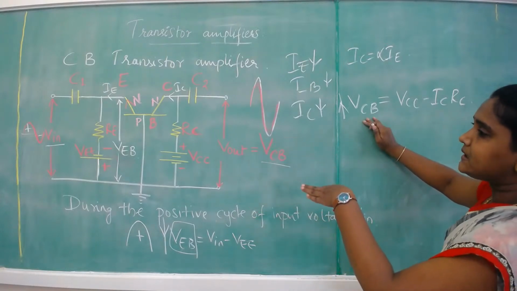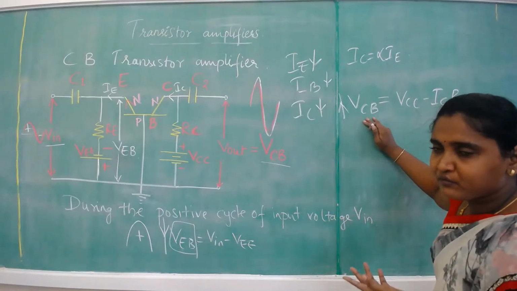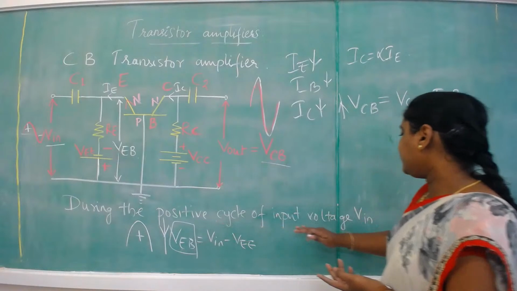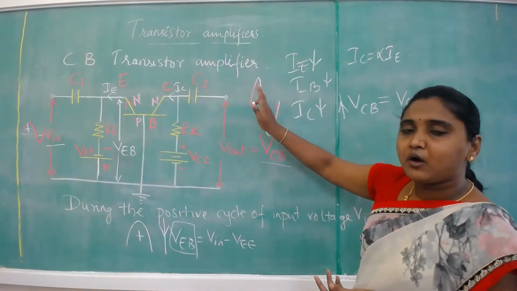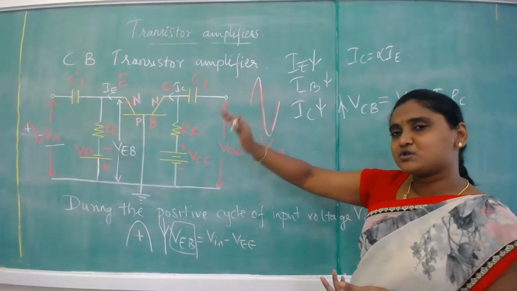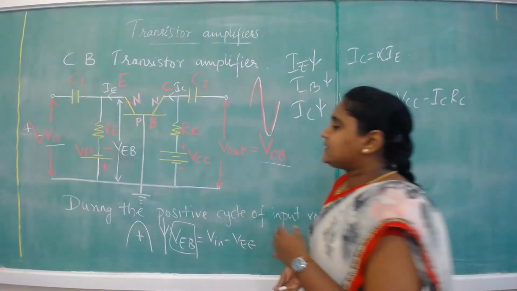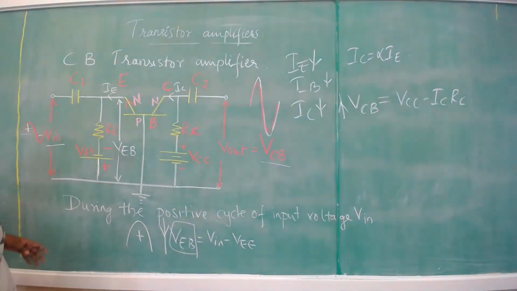As we relate the input and output waves, as the input wave is increasing, the output wave is also increasing, but in an amplified form. So for the positive half cycle of the input voltage Vin, we will get a positive half cycle of the amplified version of the input signal. Okay. So what happens during the negative half cycle? I am just going to explain now.